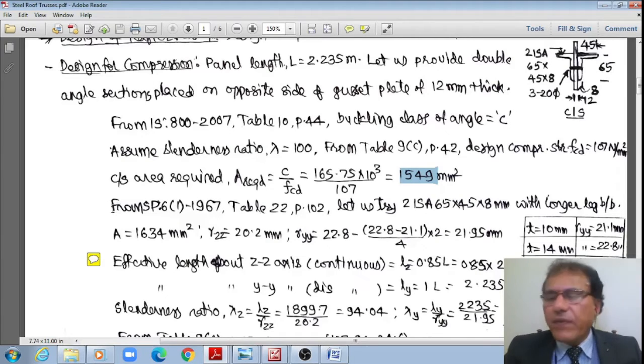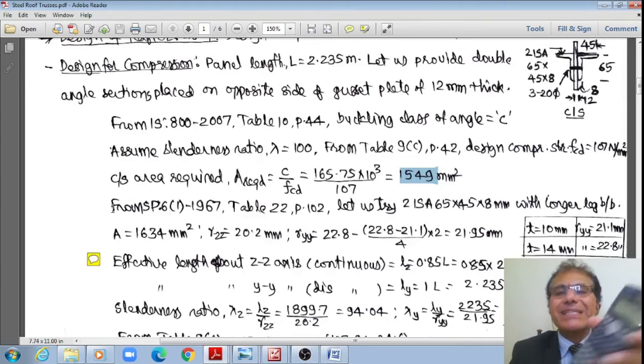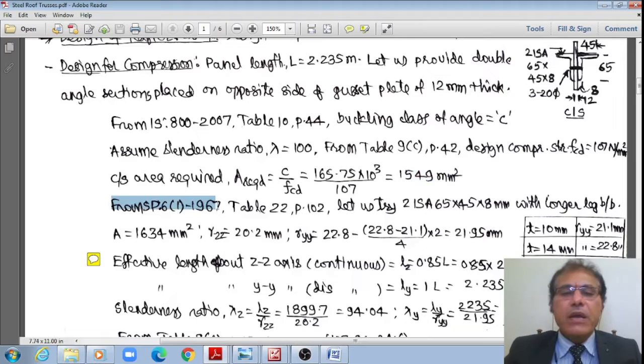However, now let us say even if I increase this by 25%, 1549 multiplied by 1.25, therefore I am getting approximately 1936 mm square. Therefore, now from SP6 1967 table 22 page number 102. Now you try with a section having an area 1936. However, I want to optimize the section. Therefore I'll just simply proceed without any increment.